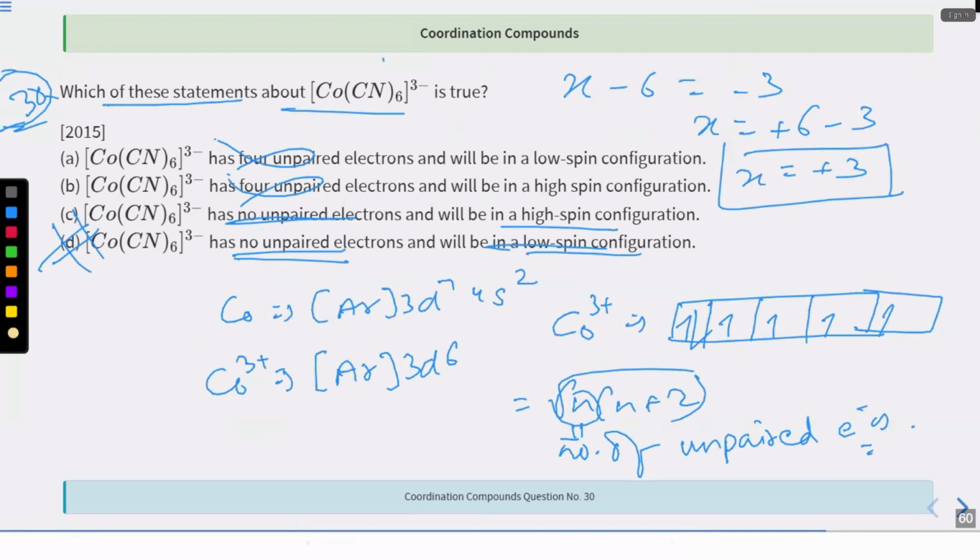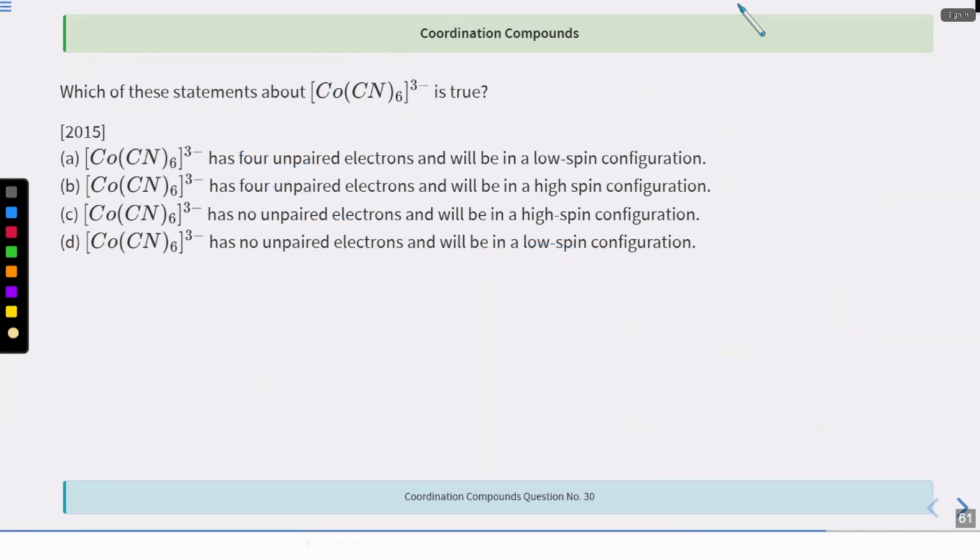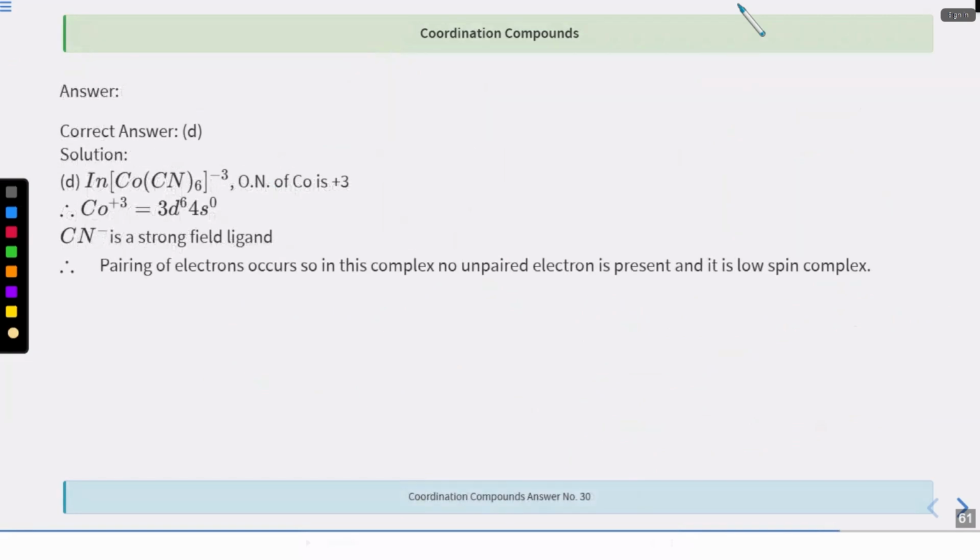Again, the same logic. If you see CN minus or any strong field ligand, the configuration would be d2sp3 in case of octahedral. Octahedral means when there are 6 ligands. Cool. So option number D is the right option. Moving ahead, question number 31.